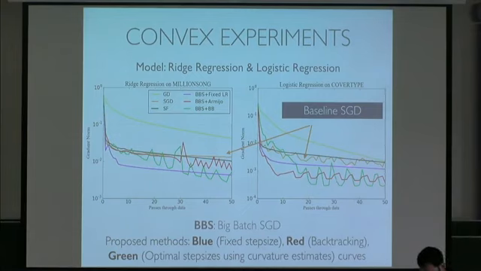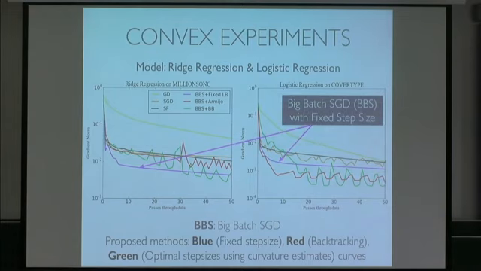And then this convergence curve in blue is what you get if you do a big batch method with an optimized learning rate. So we do a little bit better using a big batch method, but also with a grid search learning rate. So this is something that would be difficult to compute in practice.